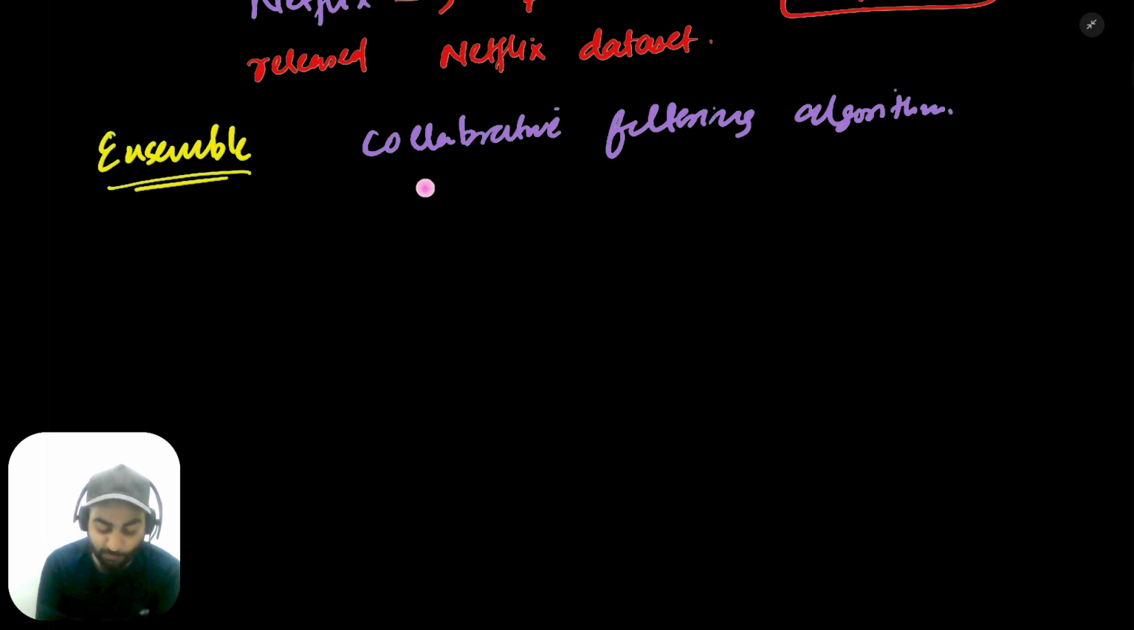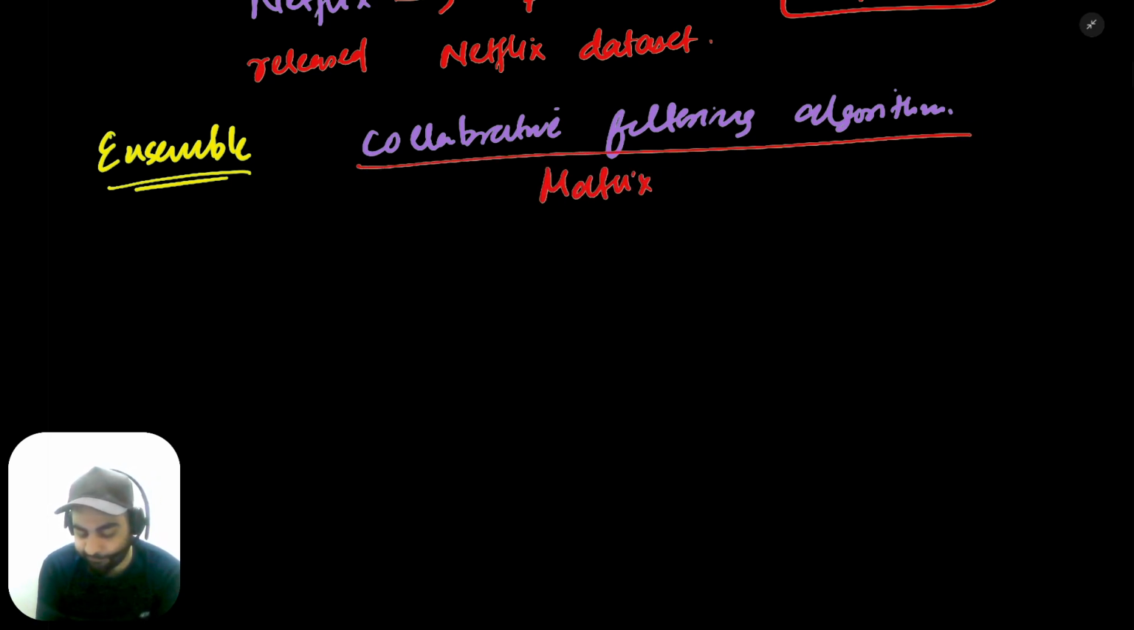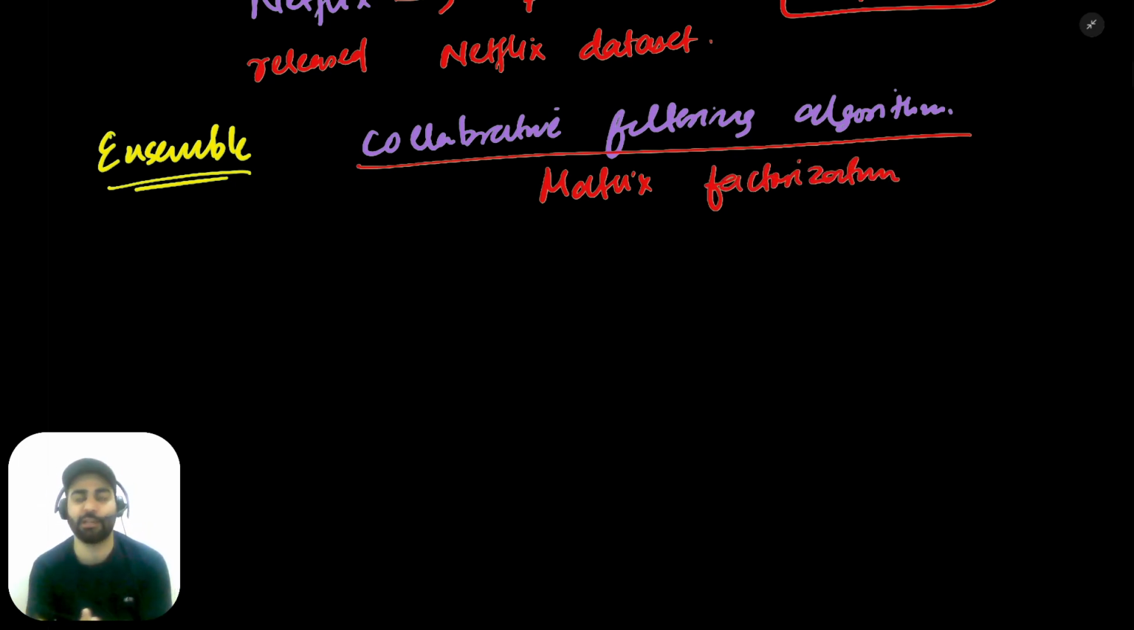And what is the technique they used? That's called collaborative filtering. In that they used matrix factorization. So whatever we are going to learn now, whatever I am going to teach now, basically won a $1 million prize in the Netflix challenge. Again, an interesting story to add to this.